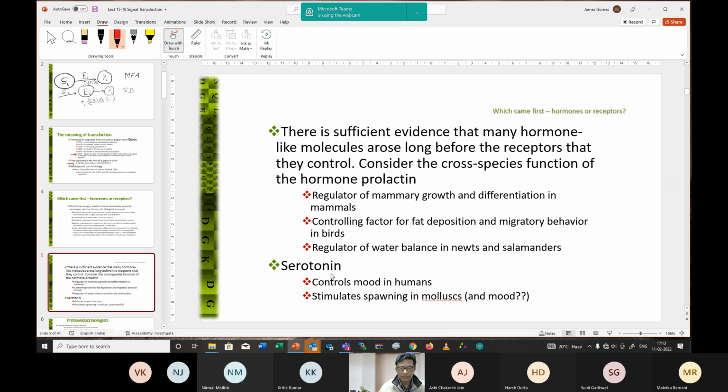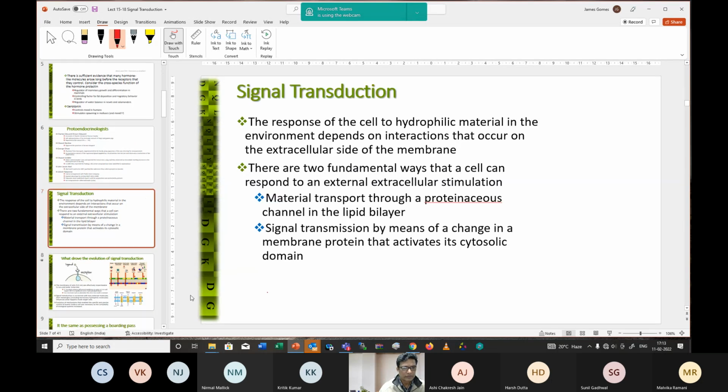molecules. For example, serotonin, which controls moods in humans, will actually stimulate spawning in mollusks. Or you can have a prolactin, which controls fat deposition in migratory birds, or the water regulation in newts and salamanders. So obviously these molecules were there, and the cell had to evolve to respond to these, and therefore the receptors came after that. So this is the general agreement.